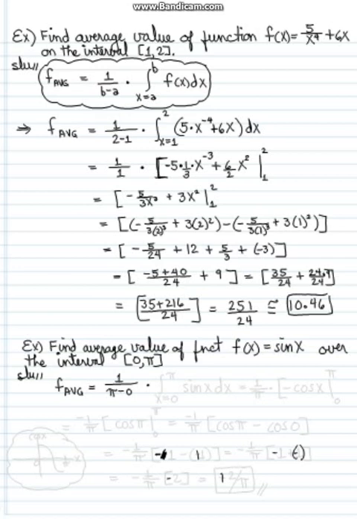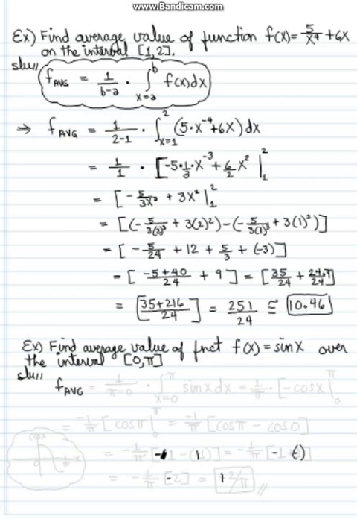I decided to throw another one in for you, even though I had some problems with this one, just so you can see another example that uses a trigonometric function. Find the average value of the function f of x equals sine of x over the interval from x equals 0 to x equals pi.